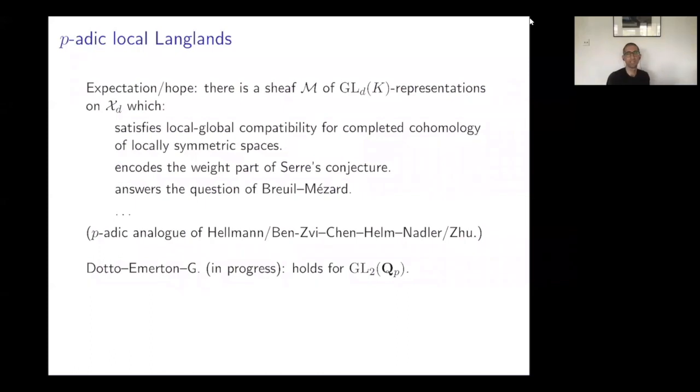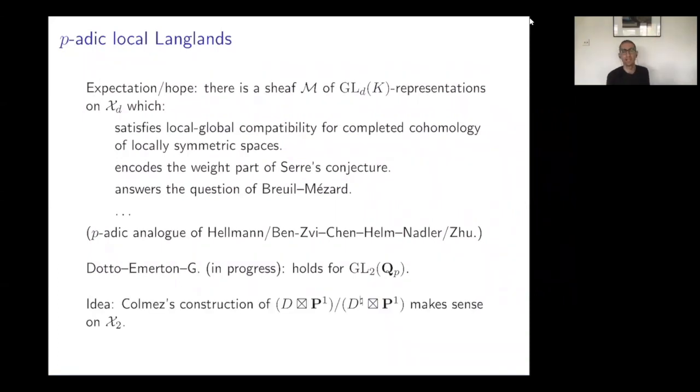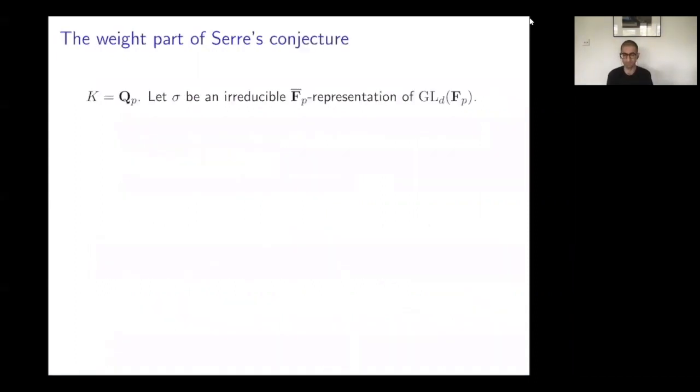Some evidence that this is not a totally unreasonable expectation is the case of GL_2(Q_p), which is the only case where we have some kind of p-adic Langlands. In joint work with Andrea Dotto and Matthew Emerton, we can construct these sheaves in this case and show that it satisfies all these expected properties. It's not so surprising, because the proof of p-adic Langlands for GL_2(Q_p) goes via Fontaine's (φ,Γ)-modules. Colmez has a construction of this, D^♮ boxtimes P^1 mod D^♮ boxtimes P^1, a universal family of such representations of GL_2(Q_p). He constructs these over Mazur's deformation rings, and in fact the construction can be made to work over the whole stack. Using that, we can make this construction in bigger families and show that it satisfies all of these properties.